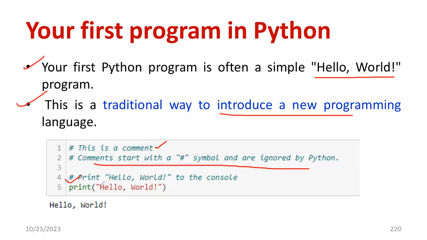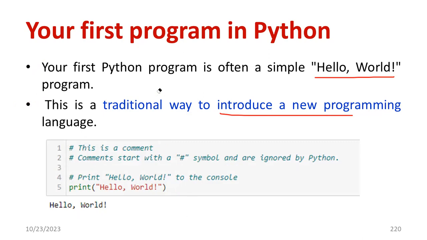Usually we use one command called print. It's a function. If you want to display a string, you can use print Hello World. In between, you are supposed to use a single quote or double quote, then you will get the output. Fine. So, moving on to the discussion.